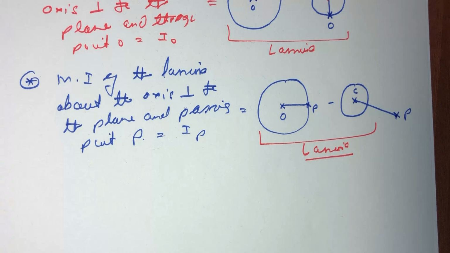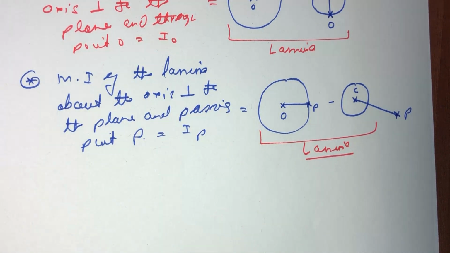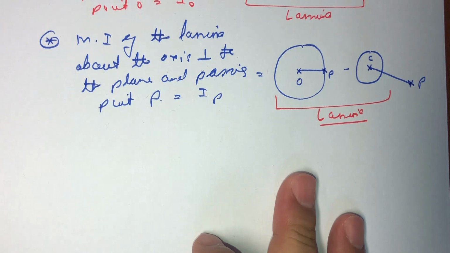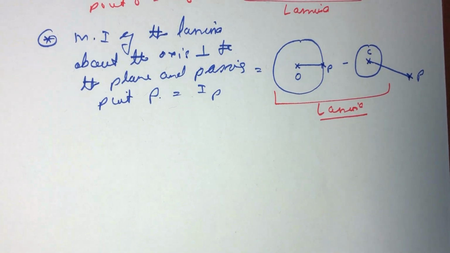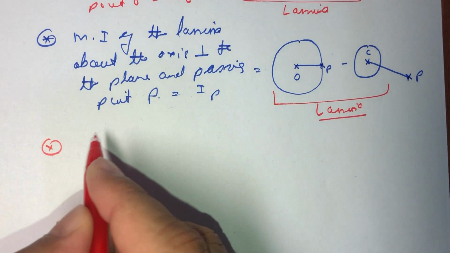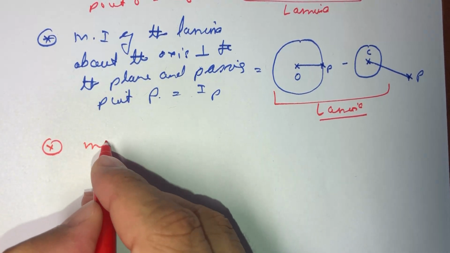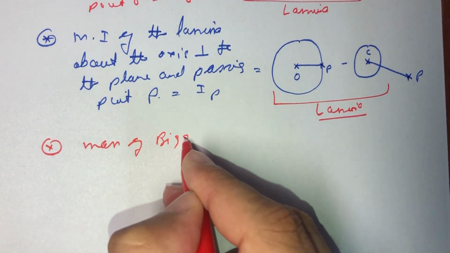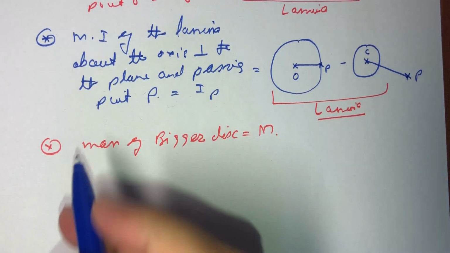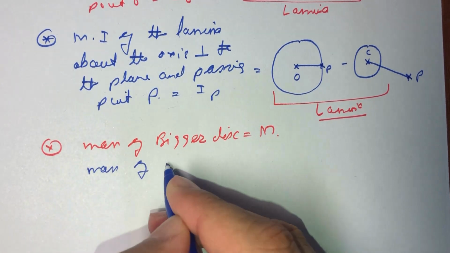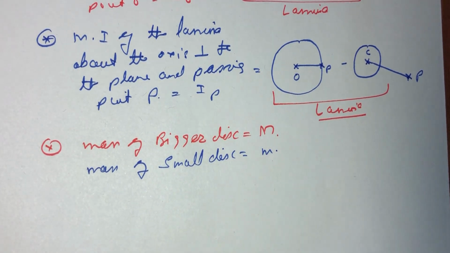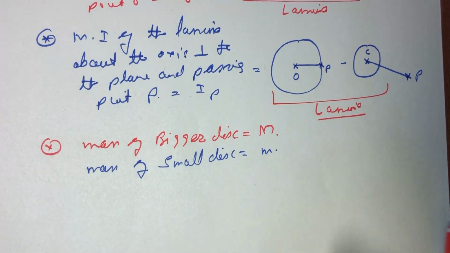So first of all, let's try to solve it for IO, that is, the moment of inertia about point O. Because it is given that it's a uniform mass density and it's a disk, we'll say let the mass of the bigger disk be capital M, and the mass of the smaller disk be small m, and we are given that they have a uniform mass density.